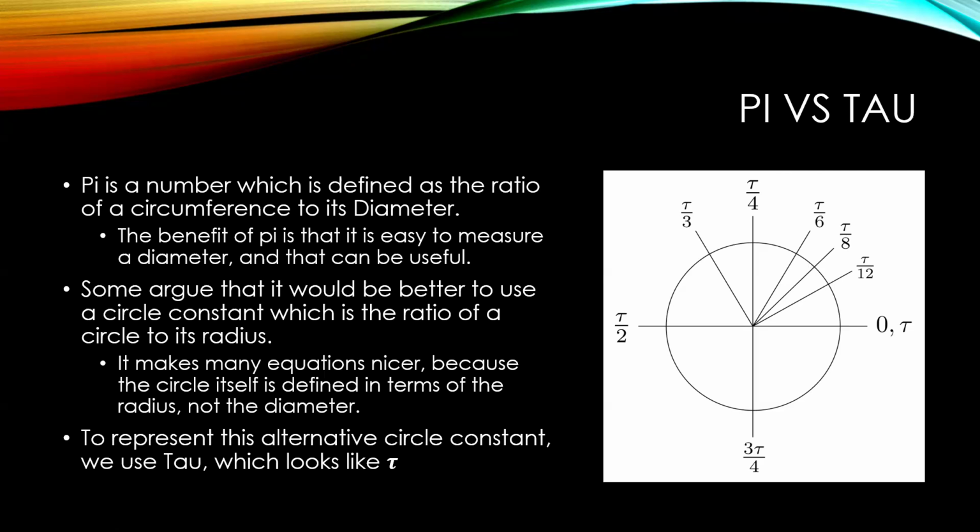Using tau, if we are going halfway around the circle, we're going half of tau. If we're going a quarter of the way around the circle, it's a quarter of tau. If we were dealing with pi, halfway around the circle would be pi, and a quarter of the way around the circle would be pi over 2. In many ways, tau is nicer, but pi is just so standardized that it's not likely to change. I'll leave it to you as to whether you like tau better or pi better.